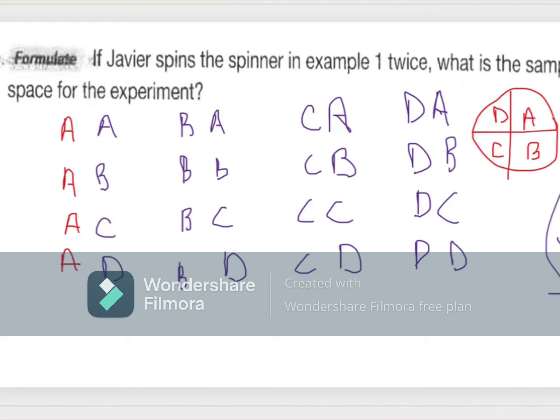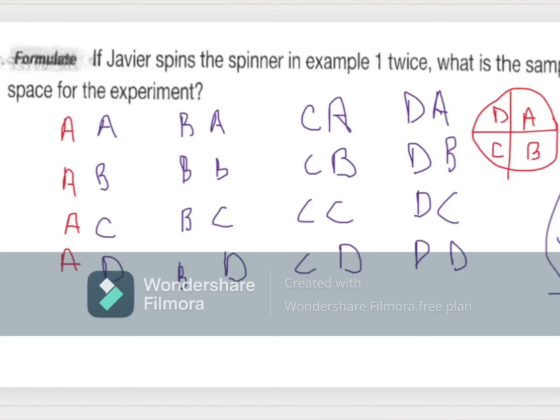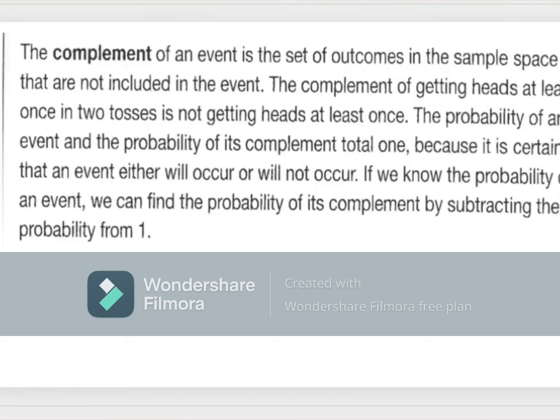Okay, so here they didn't go into it, but they will go into it later on, before we get to the homework. The complement of an event is the set of outcomes in the sample space that are not included in the event.